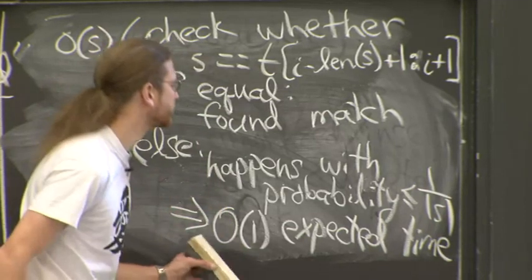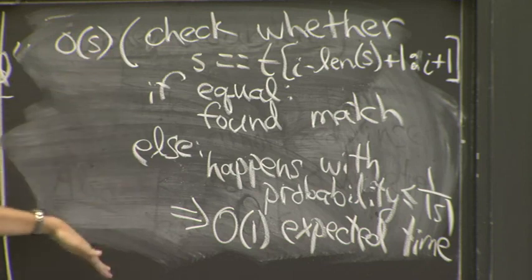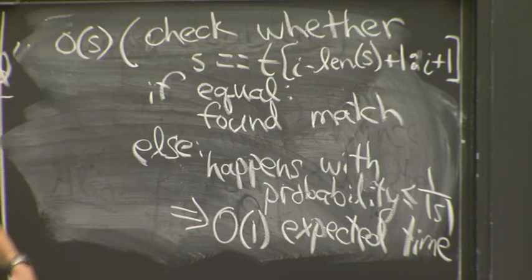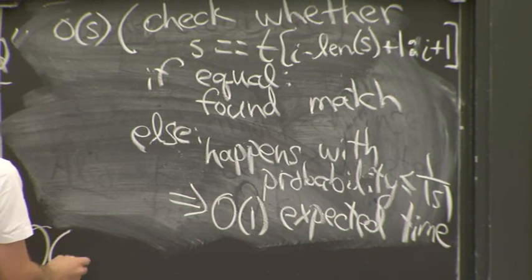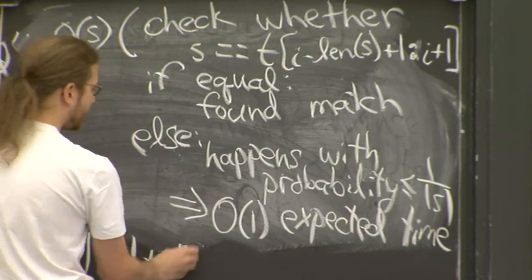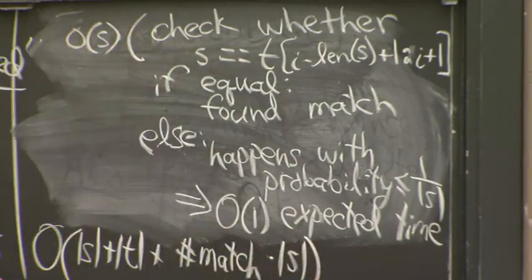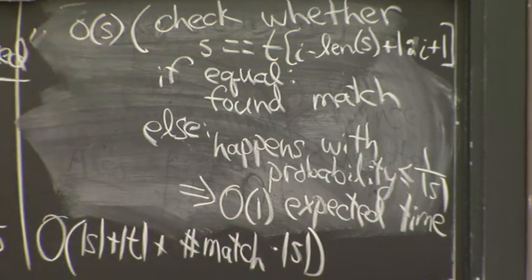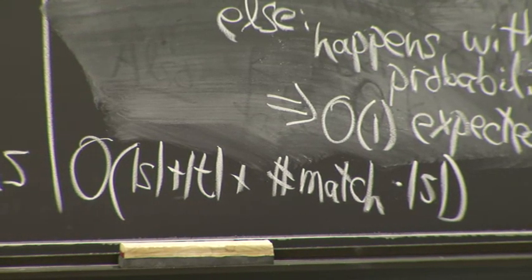That would be good. Because then if skip and append take constant time, and this sort of double checking only takes constant expected time, except when we find matches, and then we're okay with it, then this overall thing will take linear time. In fact, the proper thing would be: you pay s plus t. Then you also pay, for each match that you want to report, length of s. I'm not sure whether you can get rid of that term. But in particular, if you just care about one match, this is linear time. It's pretty cool.